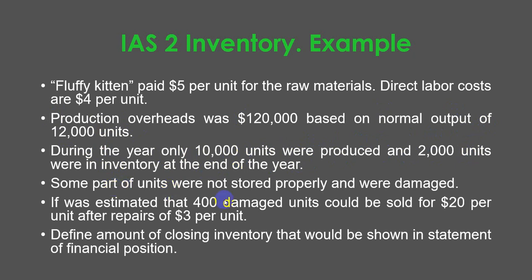Some units were not stored properly and were damaged. It was estimated that 400 damaged units could be sold for $20 per unit after repairs of $3 per unit. So we need to define the amount of closing inventory that would be shown in the statement of financial position.